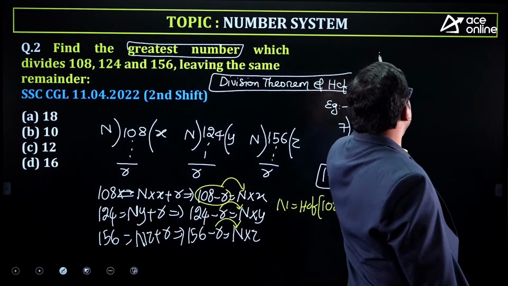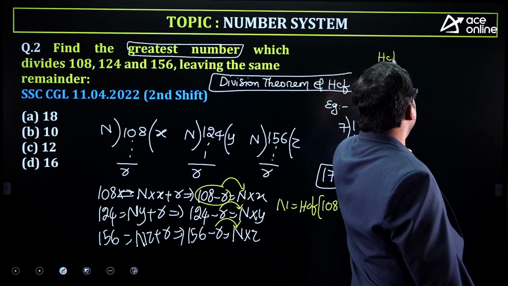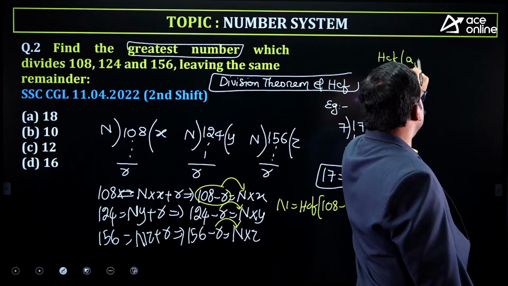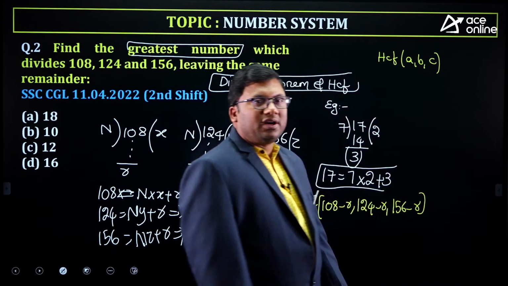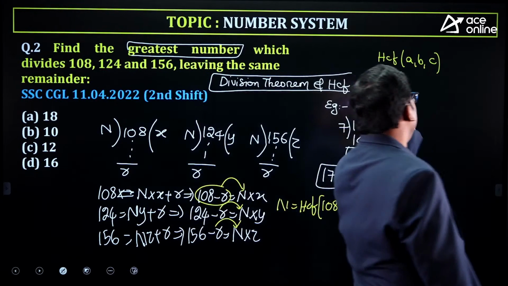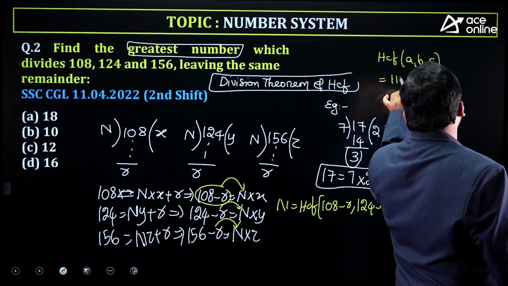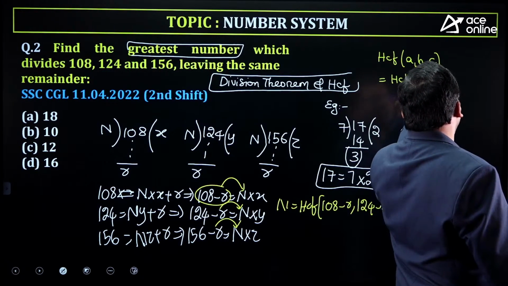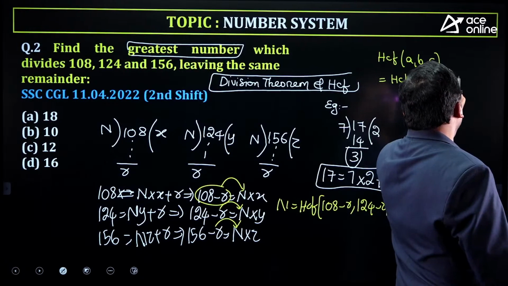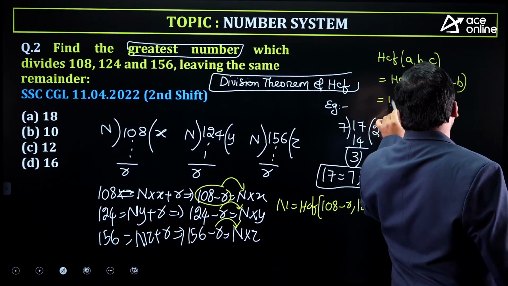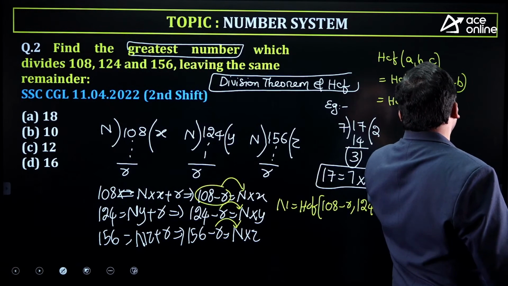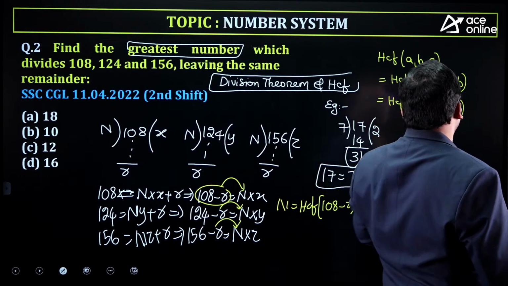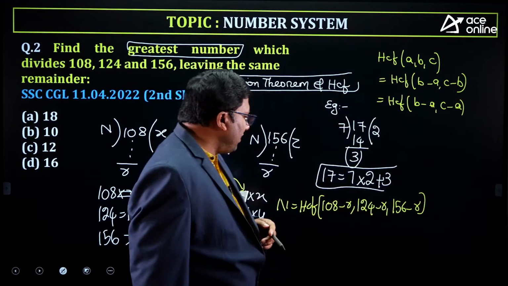Another concept of HCF: HCF of A, B, C is equivalent to HCF of B minus A, C minus B. It is also equivalent to HCF of B minus A, C minus A.